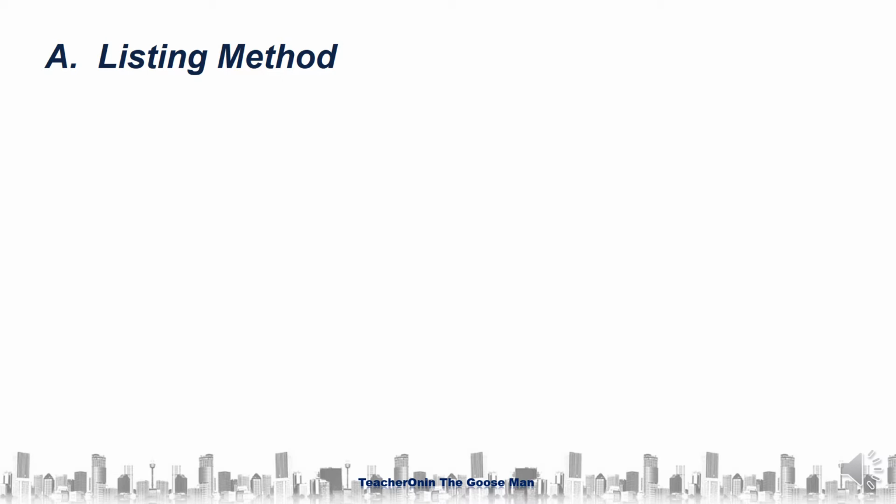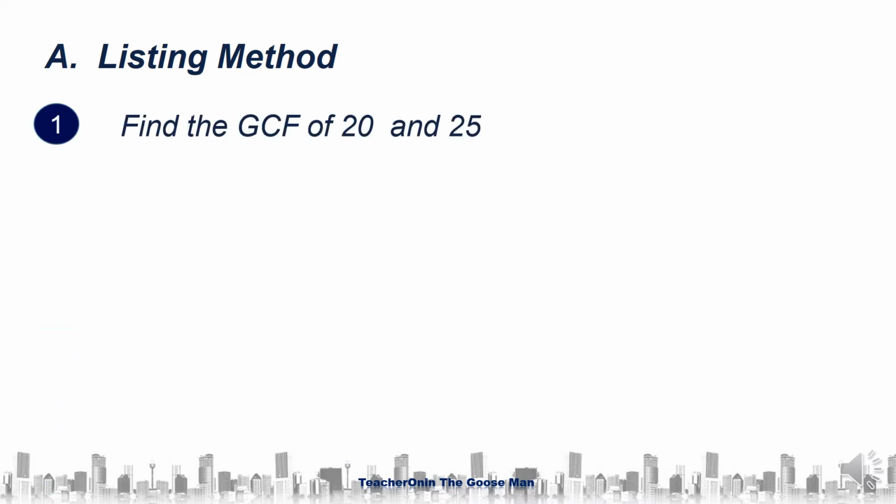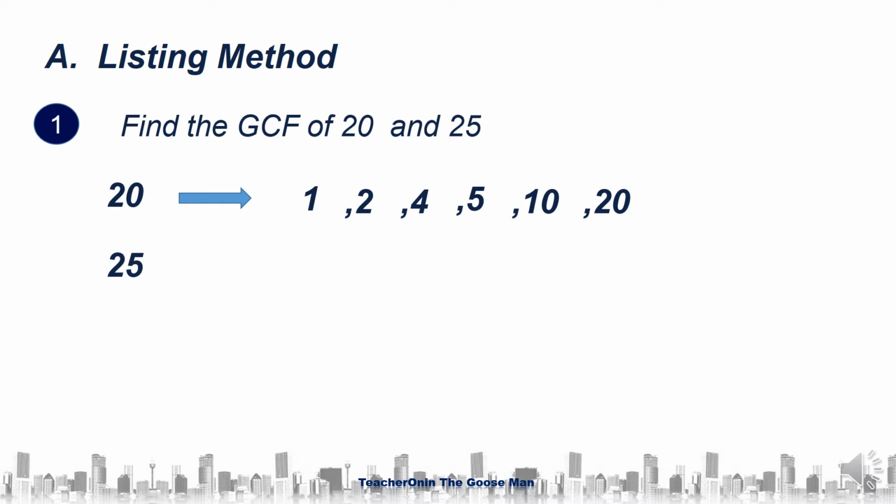In the listing method, we list down all the factors of the given numbers. So say for instance, we would like to find the greatest common factor of 20 and 25. Let's list down the factors of 20. So we have 1, 2, 4, 5, 10, and 20. Also, for 25, we have 1, 5, and 25. Okay, the common factors are 1 and 5.